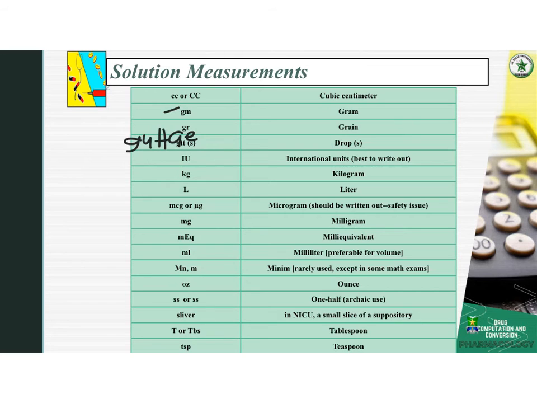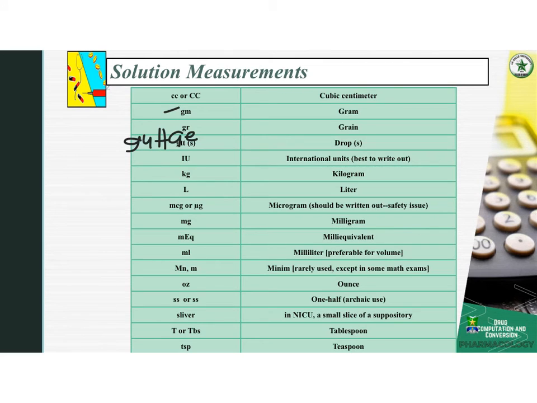Your mEq is milliequivalent. Your ml is milliliter. Your min is minim. Dili na siya ginagamit ang minim sa mga computation because we are using a standardized form which is the systemic unit. The minim is an apothecary unit. We also have OZ, that's ounce. SS means 1/2, pero dili na kita magamit og SS. It's an archaic use.